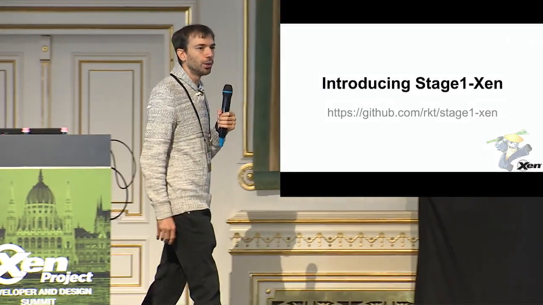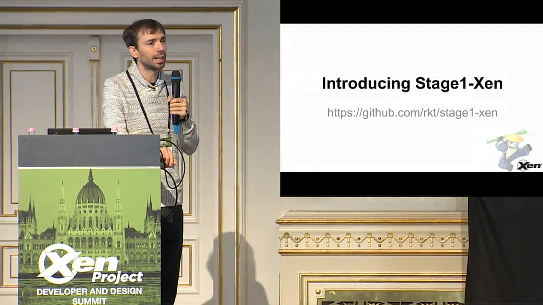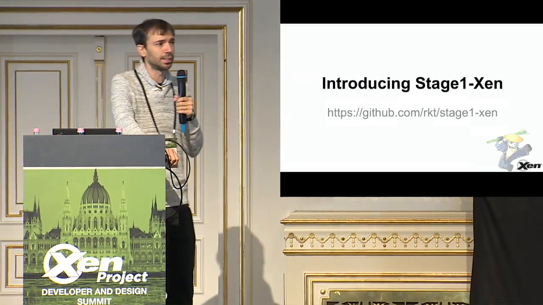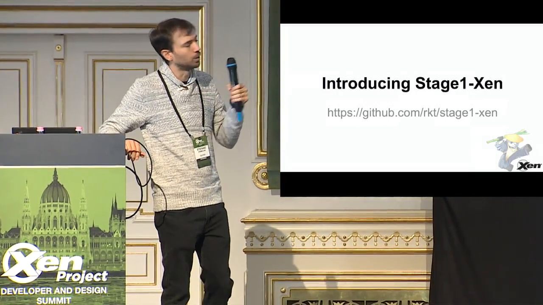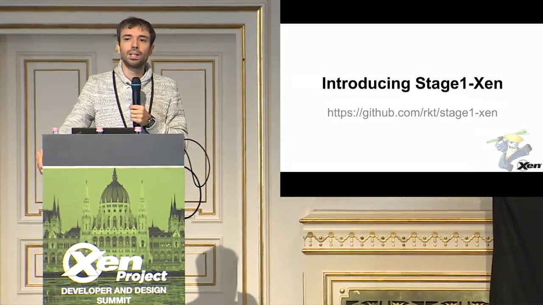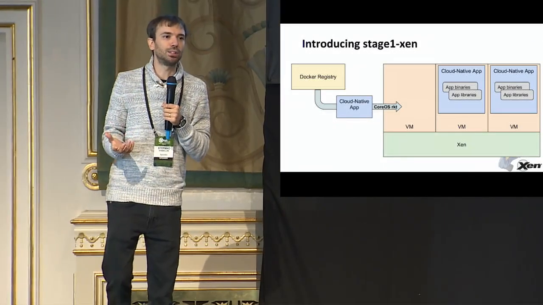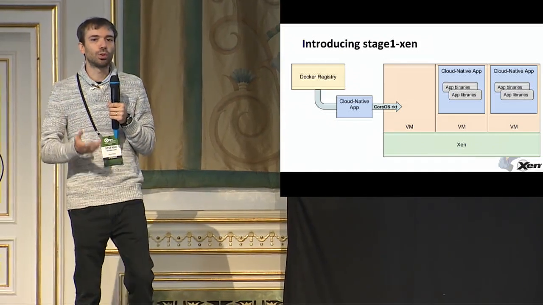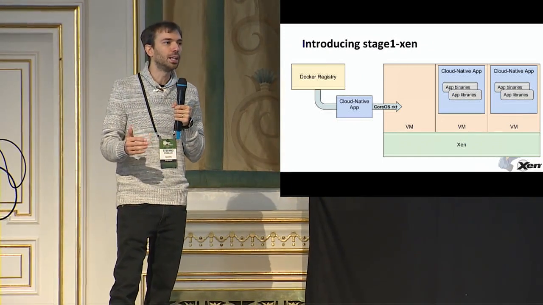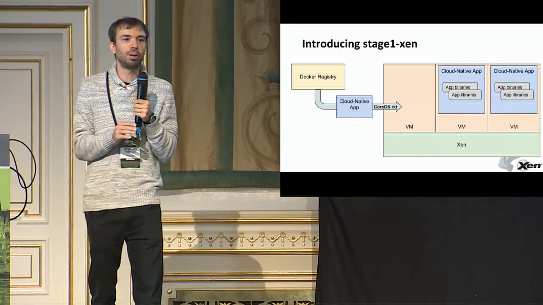And this is where we go back to the beginning, Stage 1 Xen. Stage 1 Xen is a project under the CoreOS umbrella, available on GitHub under the rkt project. It's called, well, unimaginatively, Stage 1 Xen. What it gives you is a running environment based on Xen virtual machines. So Rocket works exactly the same way as before. There are no changes to the command line. The user doesn't even know that there is Xen underneath.